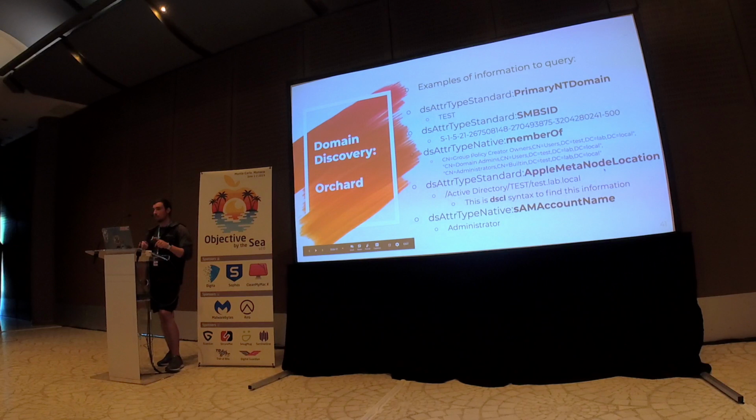If you're using DSCL, you'll have to query things like Active Directory / the NetBIOS name of the domain / and then if you want to get more specific inside of your forest, you can specify the fully qualified domain name of whatever subdomain you're trying to access. So this Apple meta node location is giving you that full path of where it's pulling this information from. Kind of handy if you're trying to mix the two or you're trying to get extra information.